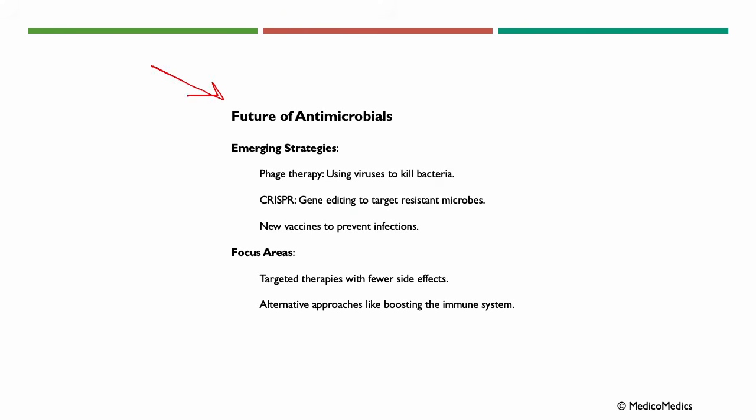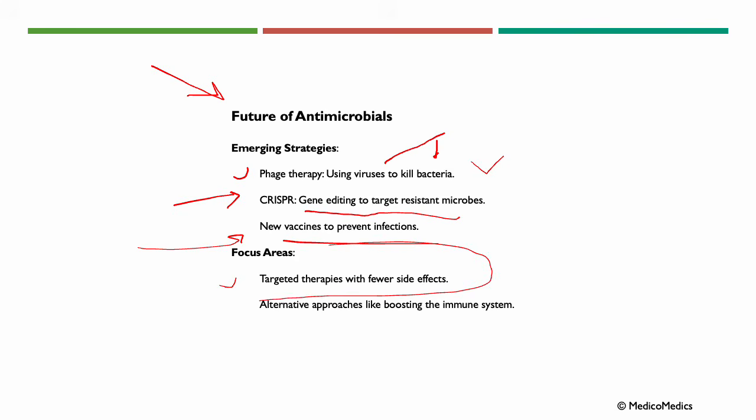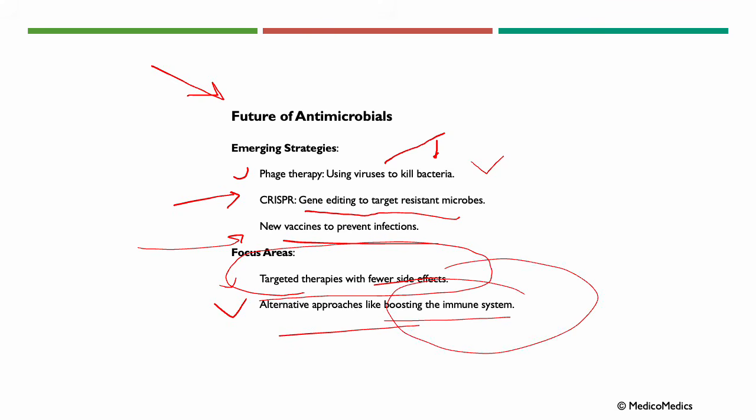Now, looking forward then, some emerging strategies include phage therapy, so using viruses to kill bacteria. This is very manipulative, but I like it. CRISPR technique, so gene editing to target resistant microbes, and of course new vaccines to prevent infections. Focus areas would be using targeted therapies with fewer side effects. Alternative approaches like boosting the immune system.